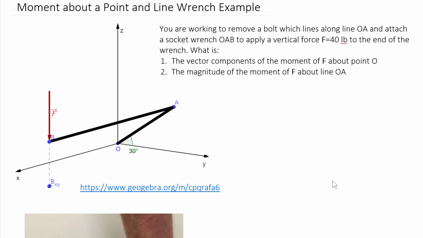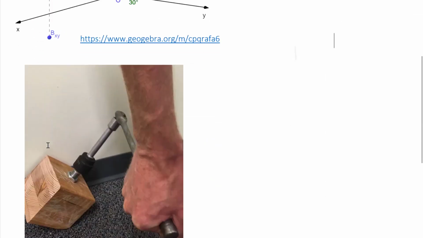We can imagine there's a bolt here at point A, and from O up to A is like the extension on a socket wrench, and then from A to B is the wrench handle itself. I'm applying a vertical force at point B. I tried to create a little physical model: this is my origin point O, this corner is point A, and when the hand is applied over here, with the force coming down through my hand, this is point B, where that force is coming through.